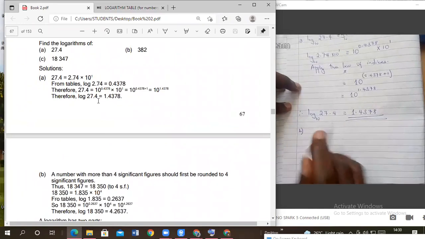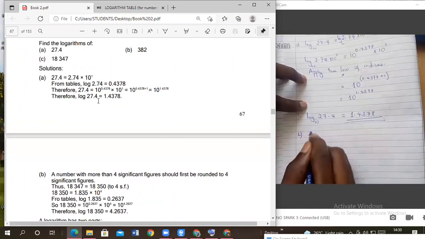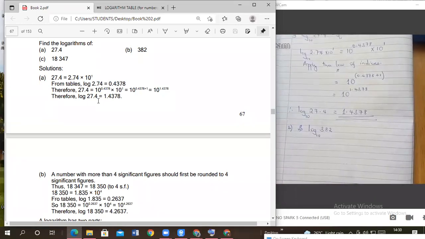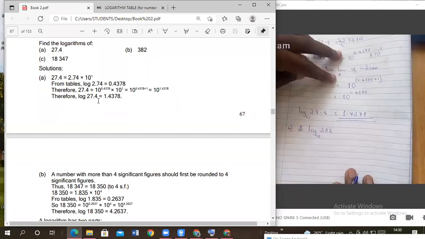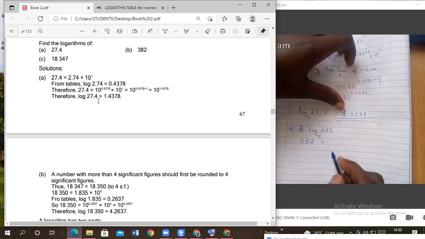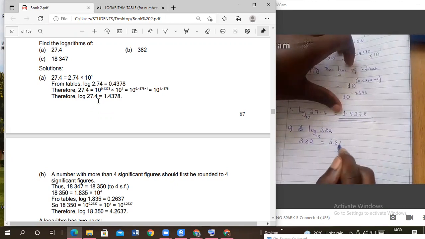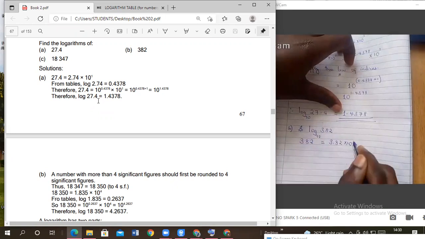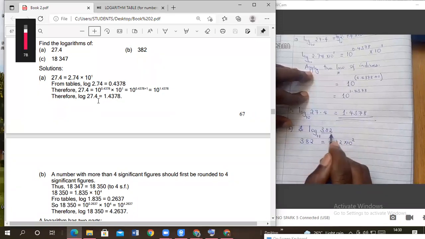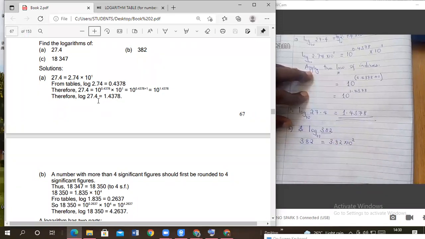B. We have to find log to base 10 of 382. What do we do, members? Change it to standard form. So you first express 382 in standard form, which is going to be 3.82 times 10 to the power 2. How many steps have you moved? 2 steps. This one is called the argument.